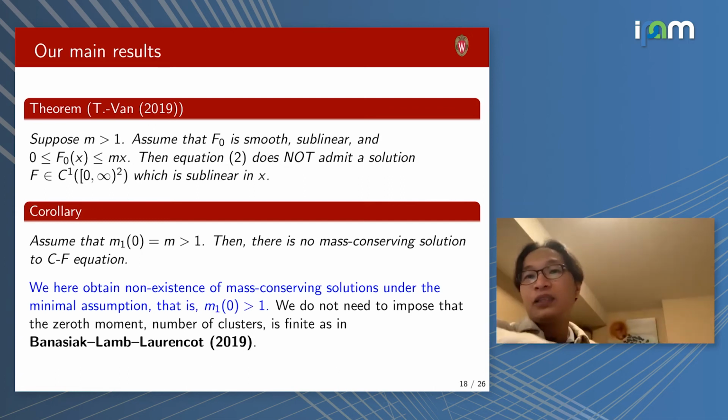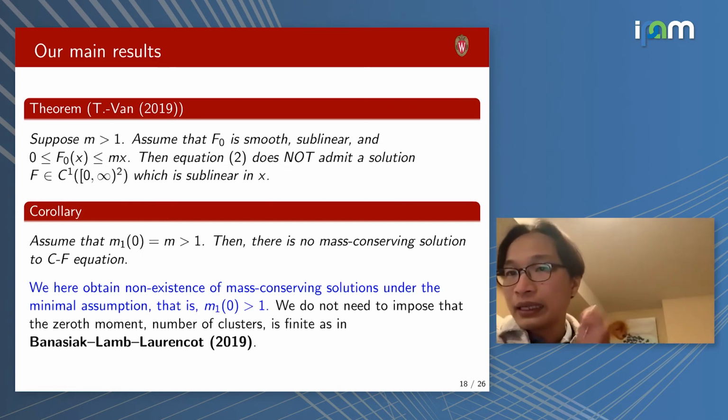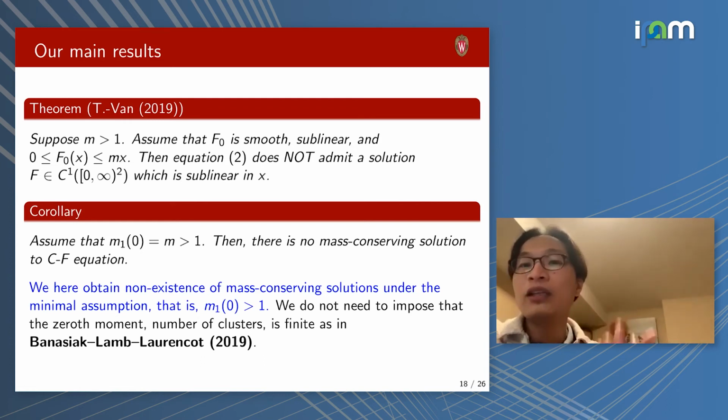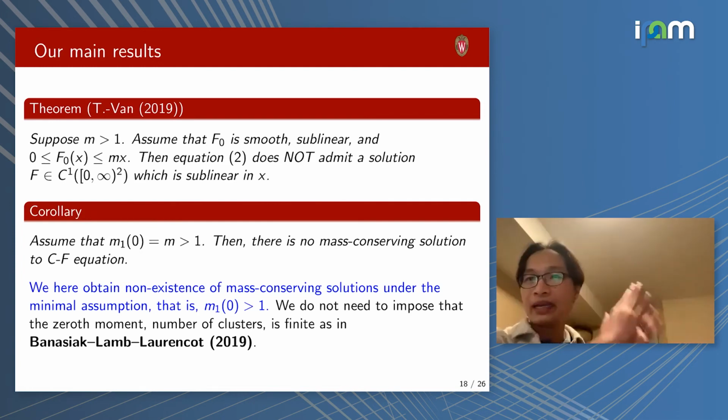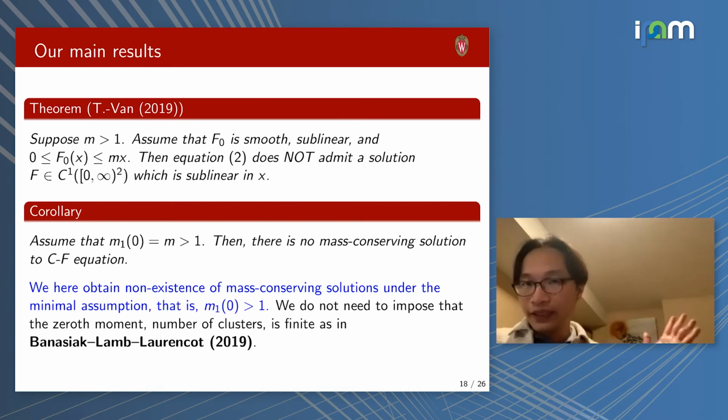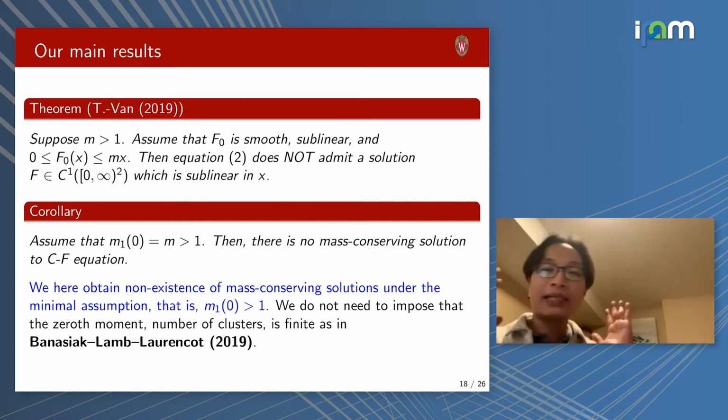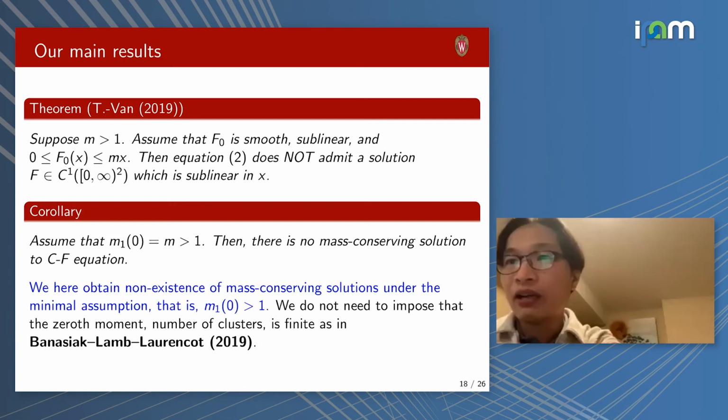But again, what is interesting for us is that we can conclude that if m is greater than 1, then there is no mass-conserving solution to the coagulation-fragmentation equations, and I hope this is optimal. Earlier, there were already results of Banasiak, Lamb, and Lawrence-Wa, but they need to require more. We only need to require essentially the minimal assumption that the initial mass has to be bigger than 1. Okay, so far we have uniqueness in the range from 0 to 1. We have non-existence of solutions in the range from 1 to infinity. So what is missing is the existence of solutions from 0 to 1. And that's our next result.